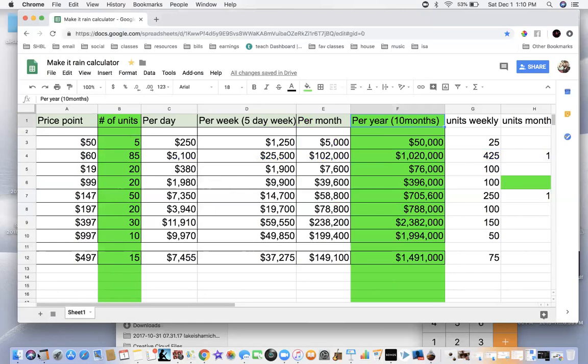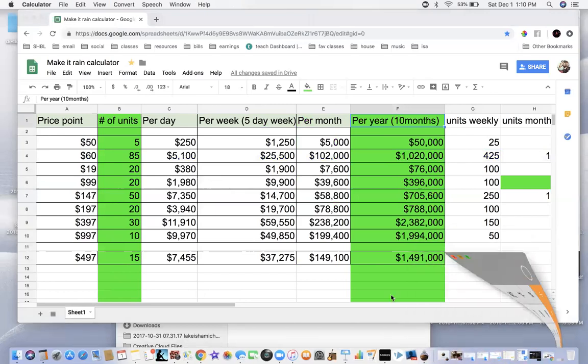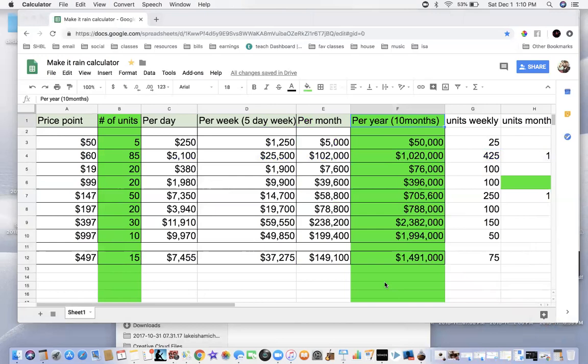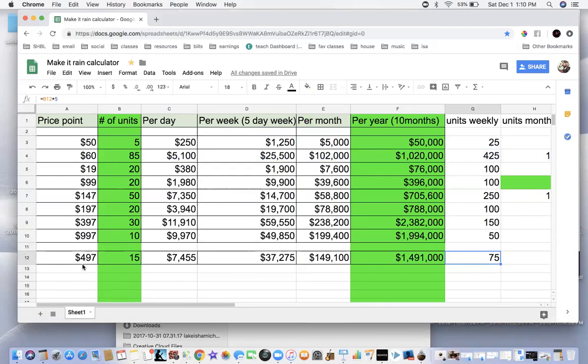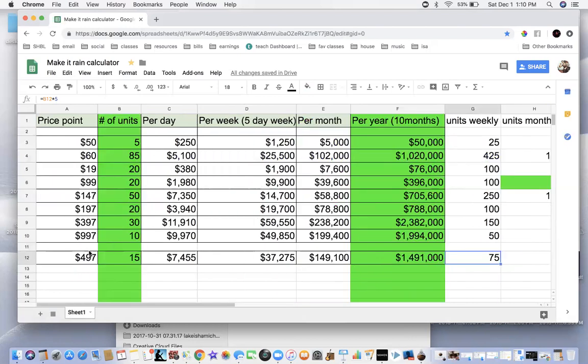I'm a calculator girl. I love pulling out my calculator, making coins, and looking at the possibility. So if I want to make $1 million in the next 10 months, then that means I need 75 people to buy my whatever, right? And that's 300 people a month, and that's going to be 3,000 a year. Is this possible? Yeah, I just sold 128 people at a $497 price point at an event. So that will let you know what's possible.